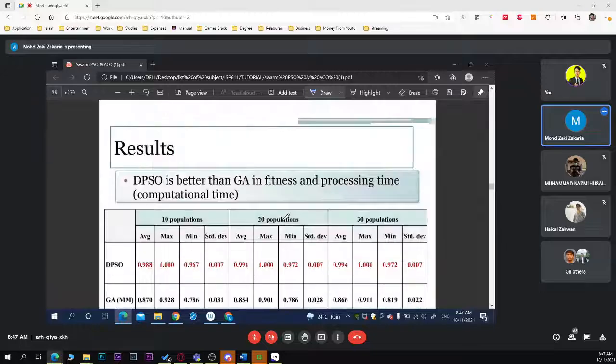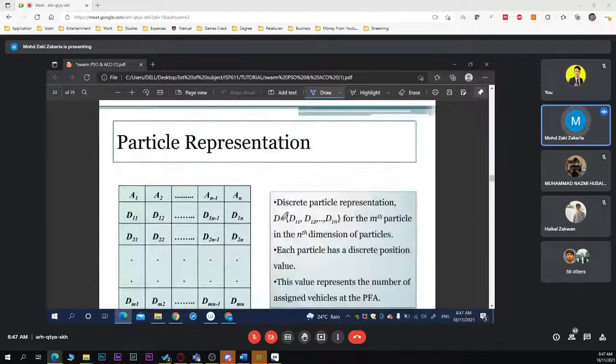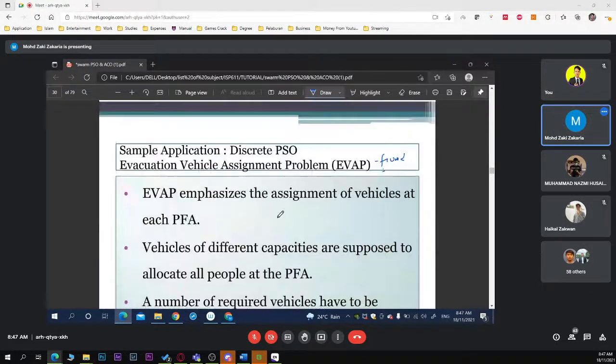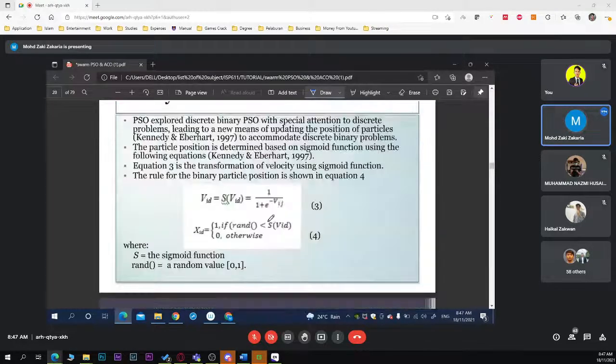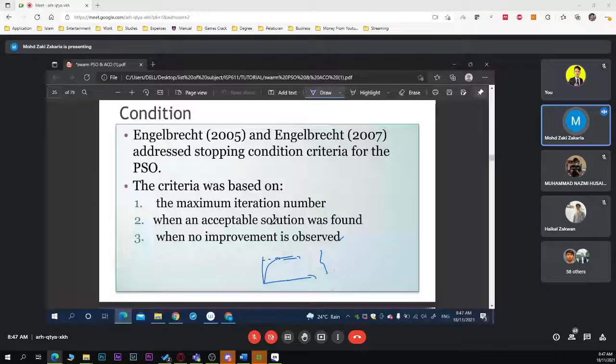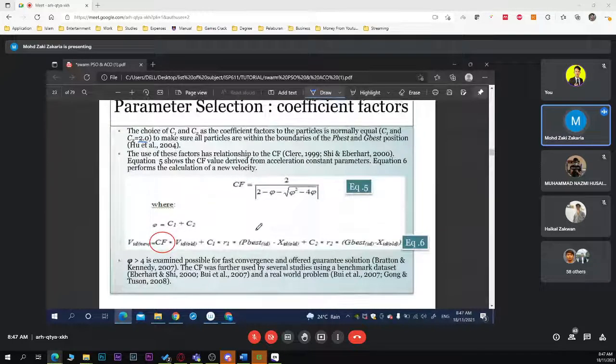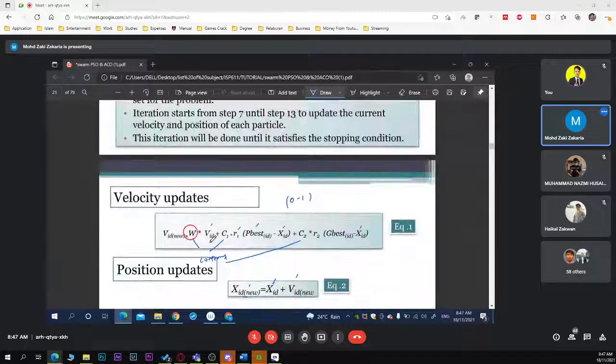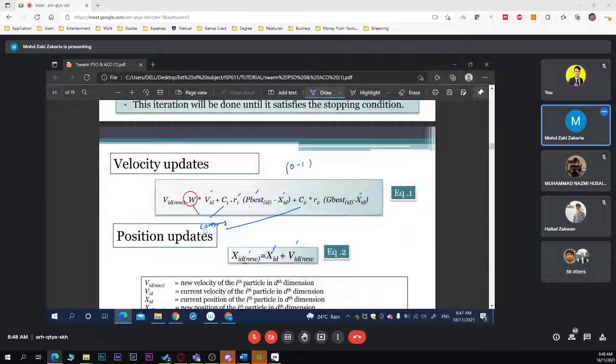Okay, that one for this topic, the most important thing that you should know is this formula. We have two formulas, updating value for position and velocity. Remember here, equation 2. So based on this formula, we try to solve a problem like this.